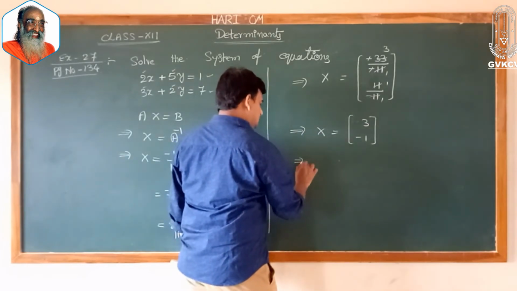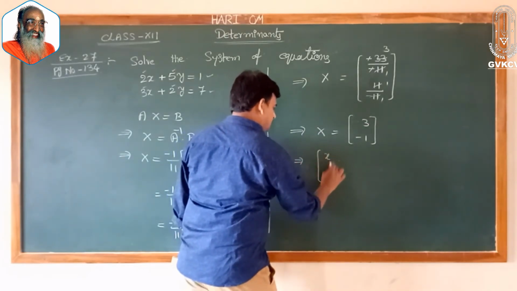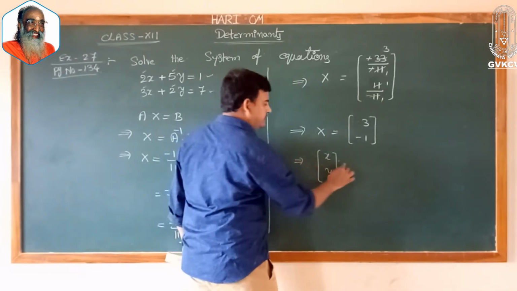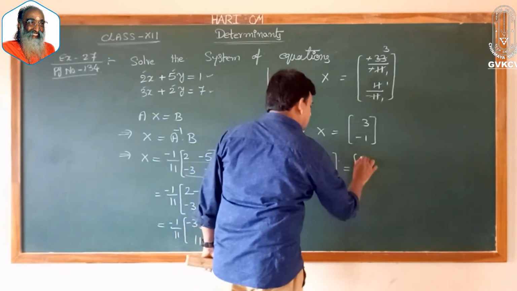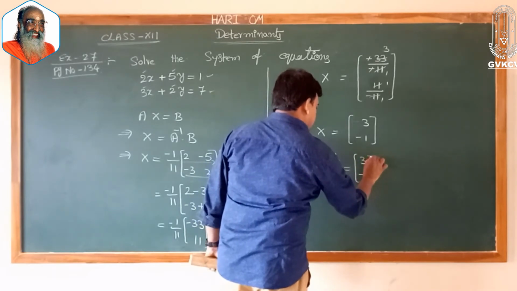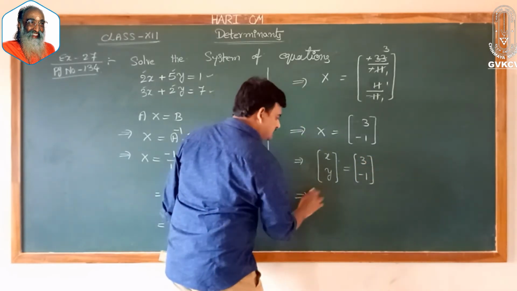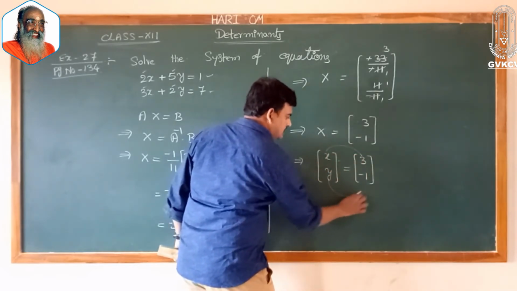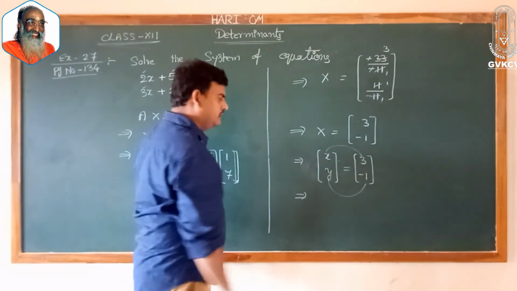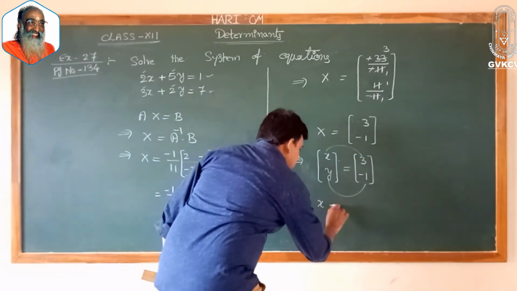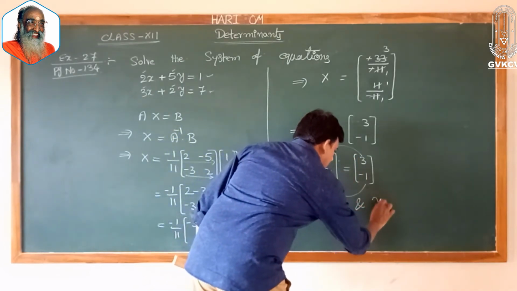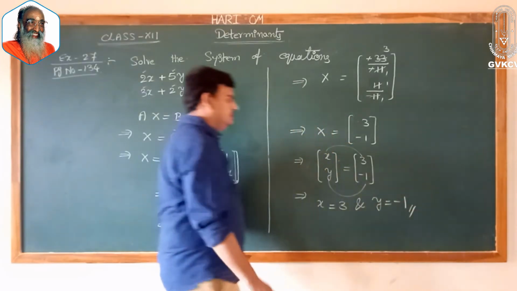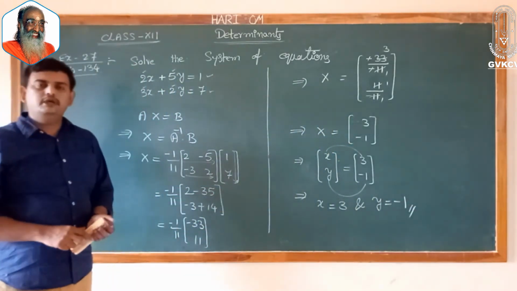What is x here? X is nothing but the variable matrix. So the variable matrix is x, y, and here we have the matrix 3, -1. When these two matrices are equal, the corresponding elements are also equal. That means the value of x is equal to 3 and the value of y is equal to -1.